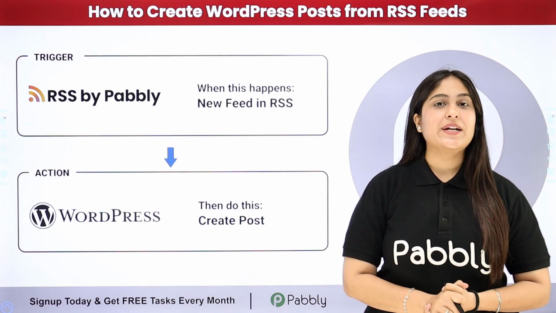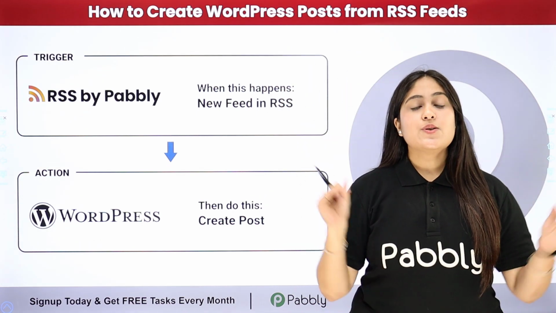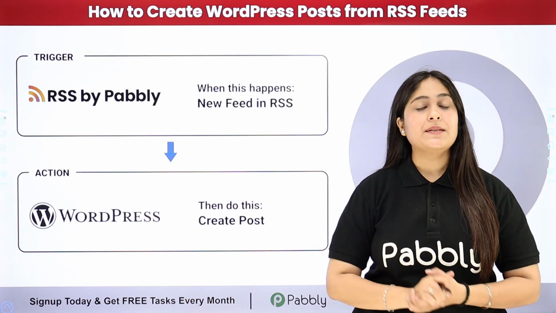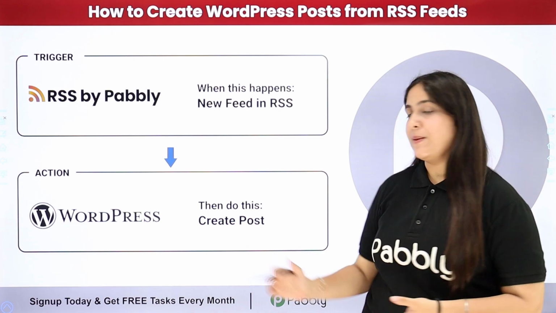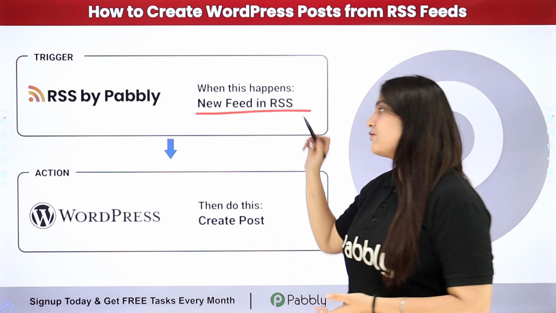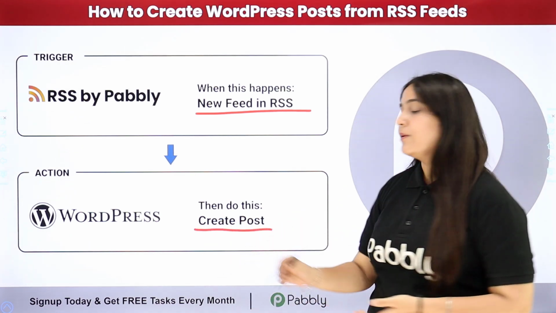So in this video we are going to understand how to create WordPress posts from RSS feeds. I manage a blog here where I post top stories, and my objective is that my reader should stay updated with all the recent top stories through my WordPress website. So in this case I want that whenever a new feed in RSS is received, a new post should automatically be created for that in my WordPress website.